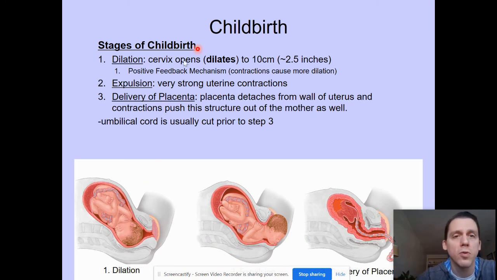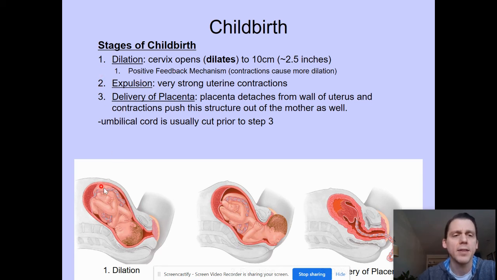In childbirth, first of all, the cervix, which is this part, has to dilate, so it has to increase in size to at least 2.5 inches. Remember that is a positive feedback mechanism, so you may want to think about the feedback. Remember, it involved oxytocin and contractions and dilation.